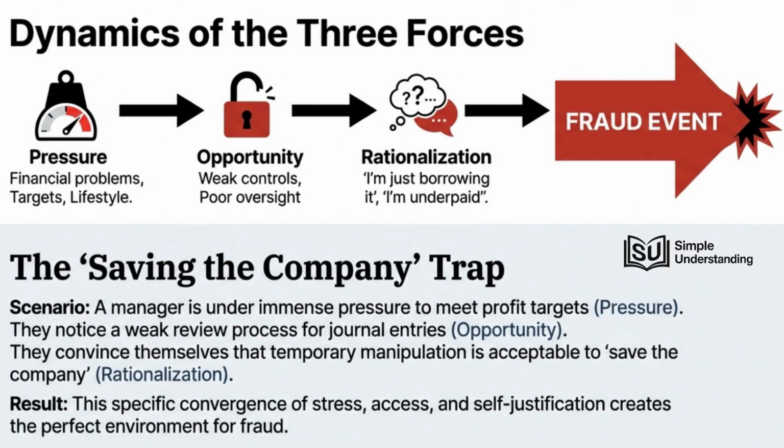For example, a manager under pressure to meet profit targets may notice weak review of journal entries and convince themselves that temporary manipulation is acceptable to save the company. The combination of stress, access, and self-justification creates the environment where fraud becomes possible.